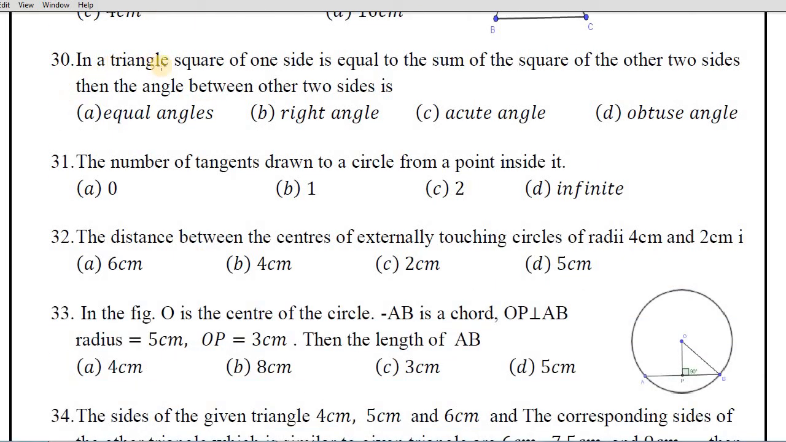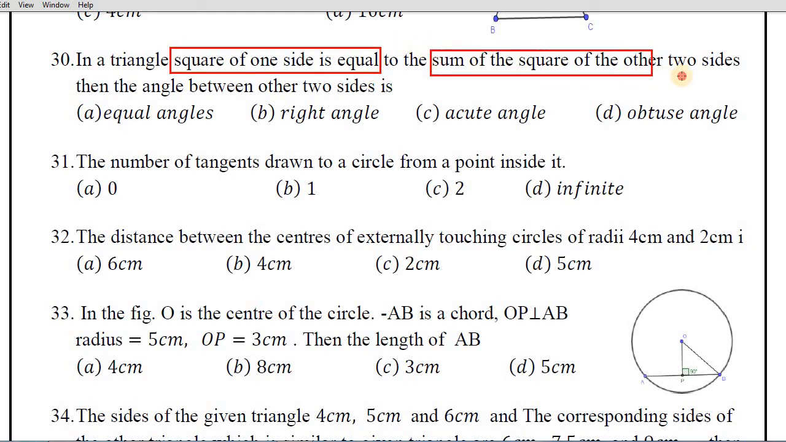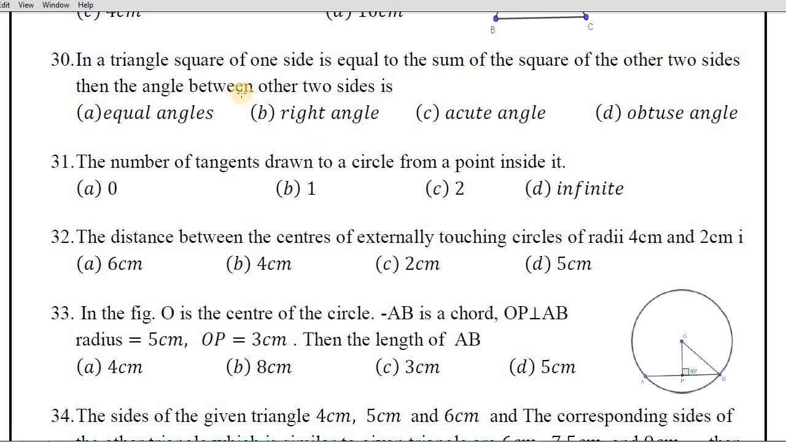In a triangle, the square of one side is equal to the sum of squares of the other two sides. Then the angle between these two sides is. Can you guess which theorem you wanted to use to solve this? That is the converse of Pythagoras theorem. So therefore the right option is option B, right angle.